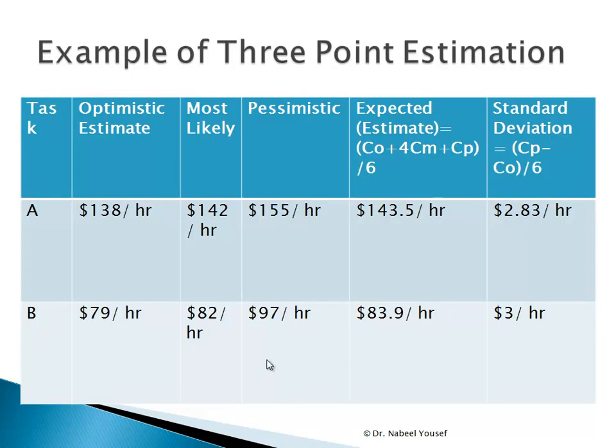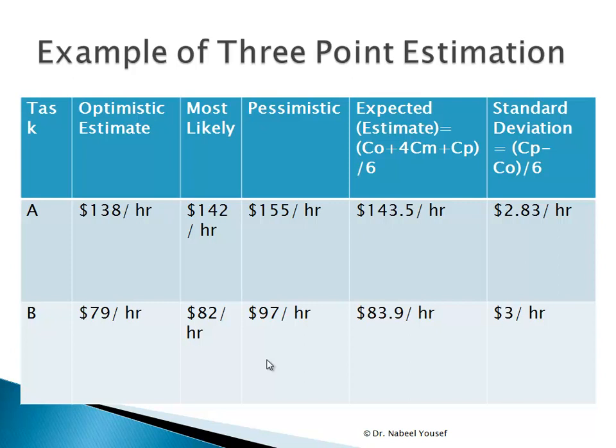As an example of that, we have 2 tasks, task A and task B. We have the optimistic estimate for task A as $138 per hour. The most likely is $142 per hour. The pessimistic is $155 per hour. The expected estimate will be 143.5. How did we get that? We added the optimistic plus 4 times the most likely plus the pessimistic, divided all by 6, and we get this number. And the formula is shown above.